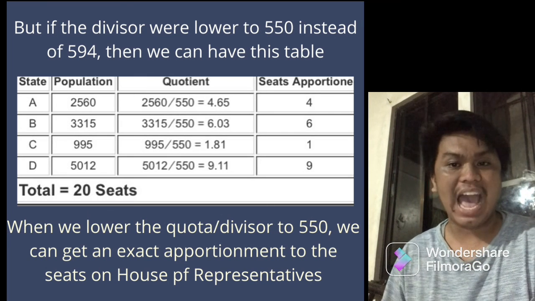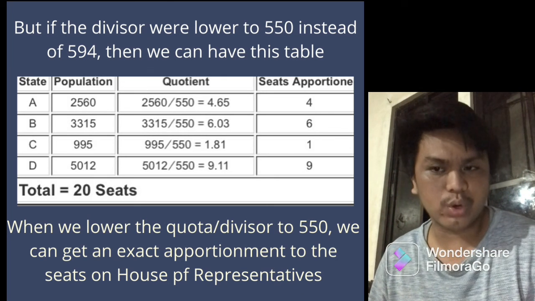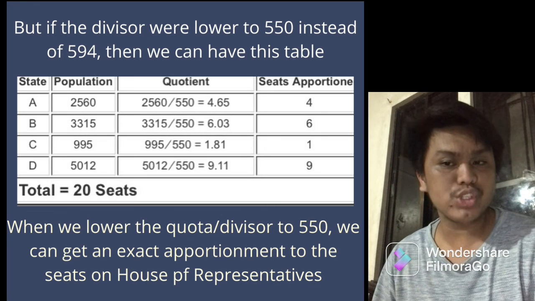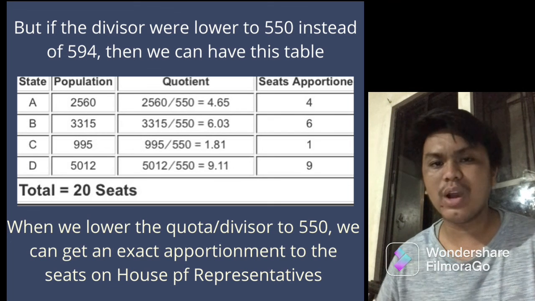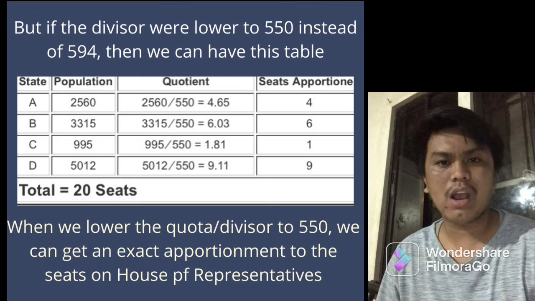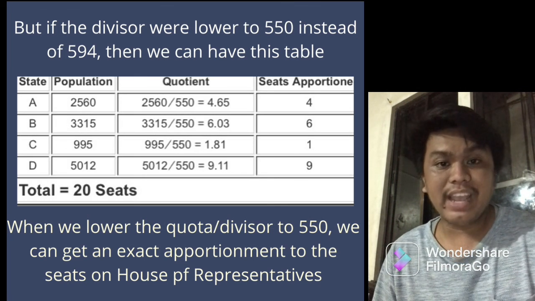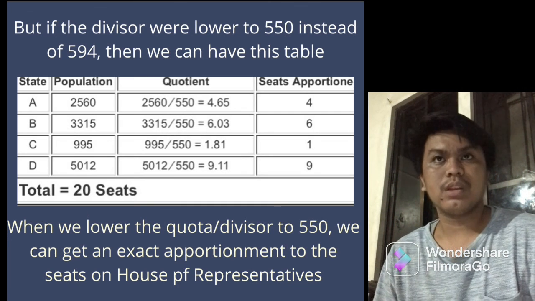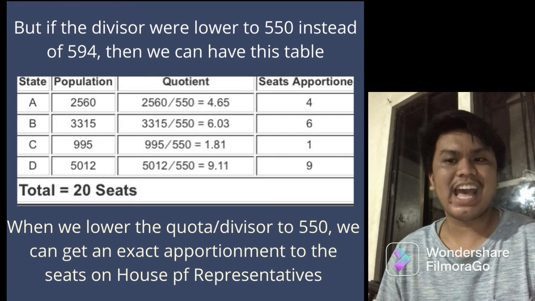So what does this imply? This implies that when we lower the divisor to 550, we can get an exact apportionment to the seats on House of Representatives. So that ganun lang po kadali yung steps in Jefferson method. Pag hindi gumana yung unang modified divisor, so kailangan lang natin mag-guess ng modified divisor in order for us to arrive at the exact apportionment ng seats sa House of Representatives.